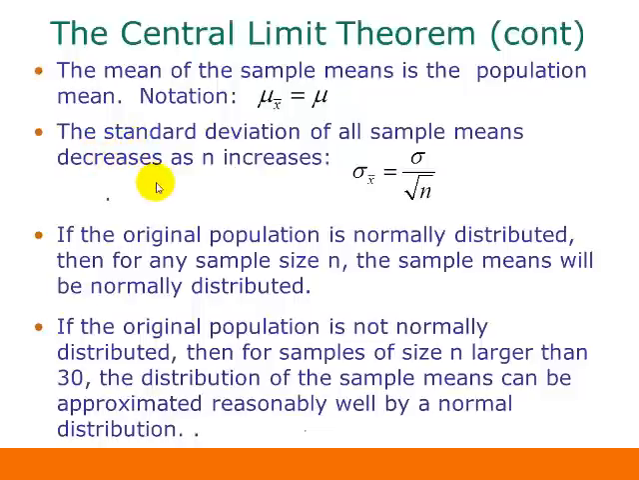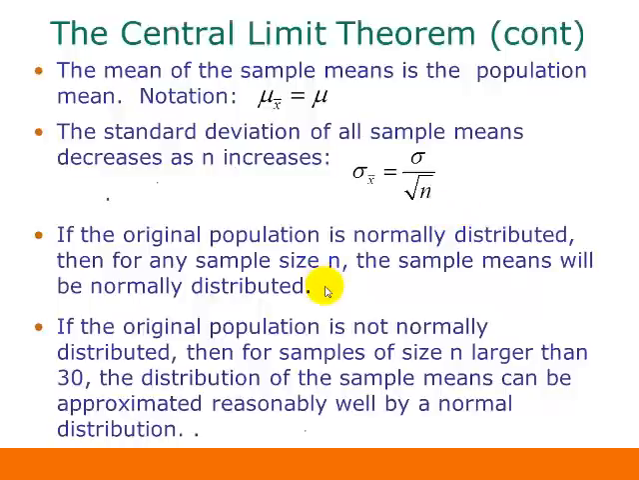For the standard deviation of the sample means, this one you have to do a little bit with. The standard deviation decreases as n increases. And how we actually get it, this is our standard deviation for the sample means. You take your original population standard deviation and divide it by the square root of the sample size. So you can see looking at this formula that as n gets bigger, that means you're dividing by a bigger number, which would make this overall value smaller.